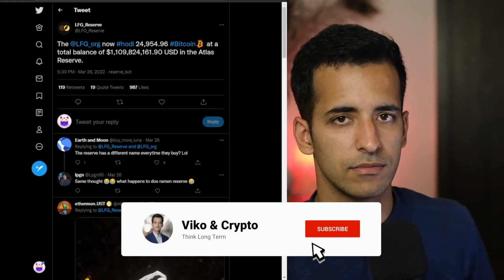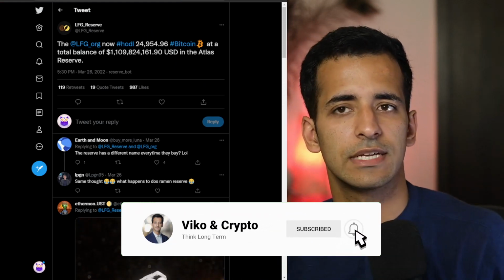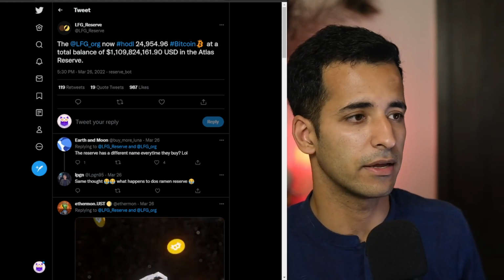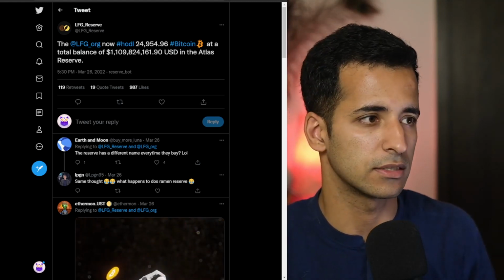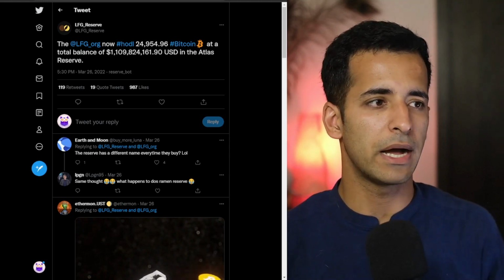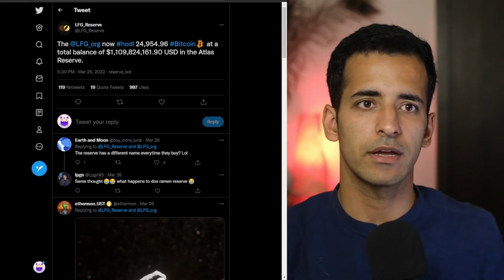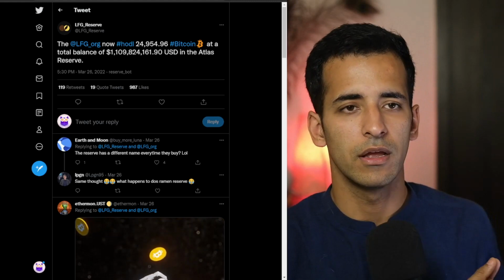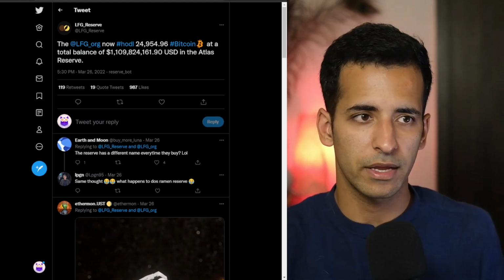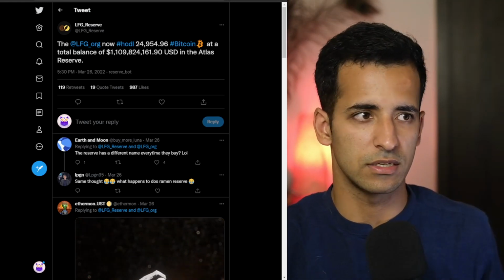The LFG, the Luna Foundation Guard, raised around $1.1 billion in Bitcoin back in March 2026. They started accumulating Bitcoin, and this Bitcoin was bought to back UST. For example, if any kind of mishap happens, there will at least be Bitcoin reserves which can be used to back against the depegging or massive movement in UST.